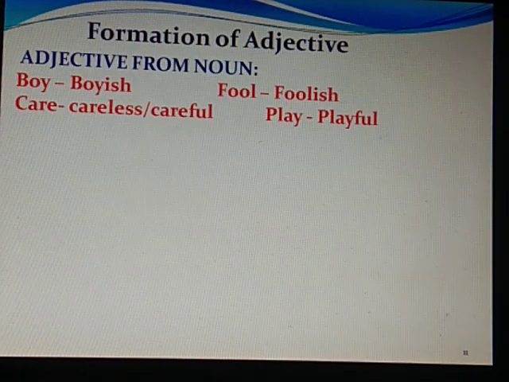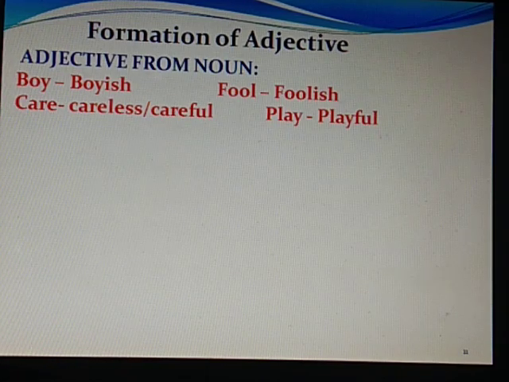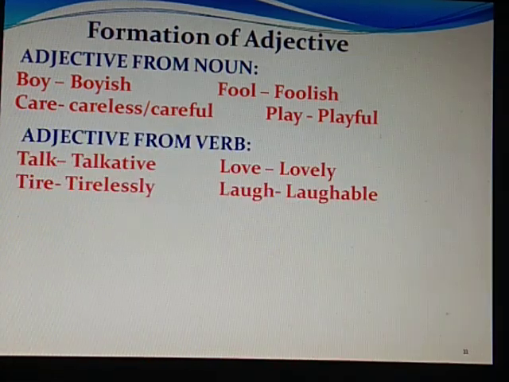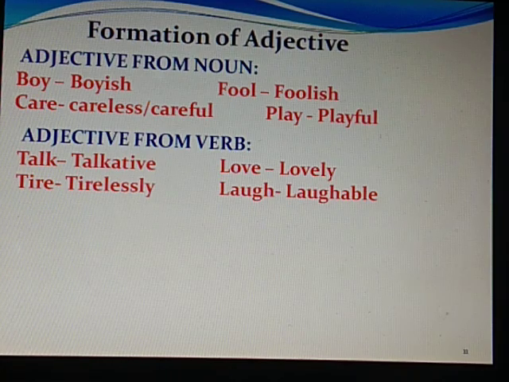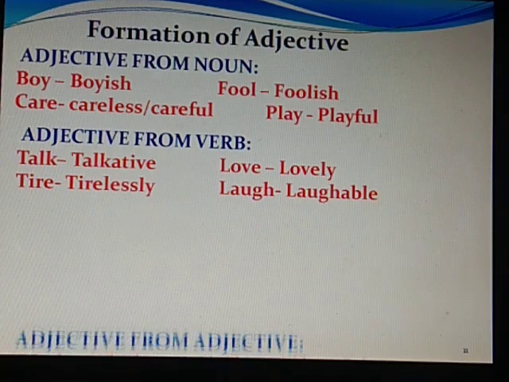Now formation of adjectives. How do we form them? Like from boy, it becomes boyish. Fool, it becomes foolish. Care, it becomes careless or careful. Play, it becomes playful. Now adjective from verb. The words which are verbs, how do we form an adjective? Like from talk, we say talkative. Love, lovely. Tire, tireless. Laugh, laughable.